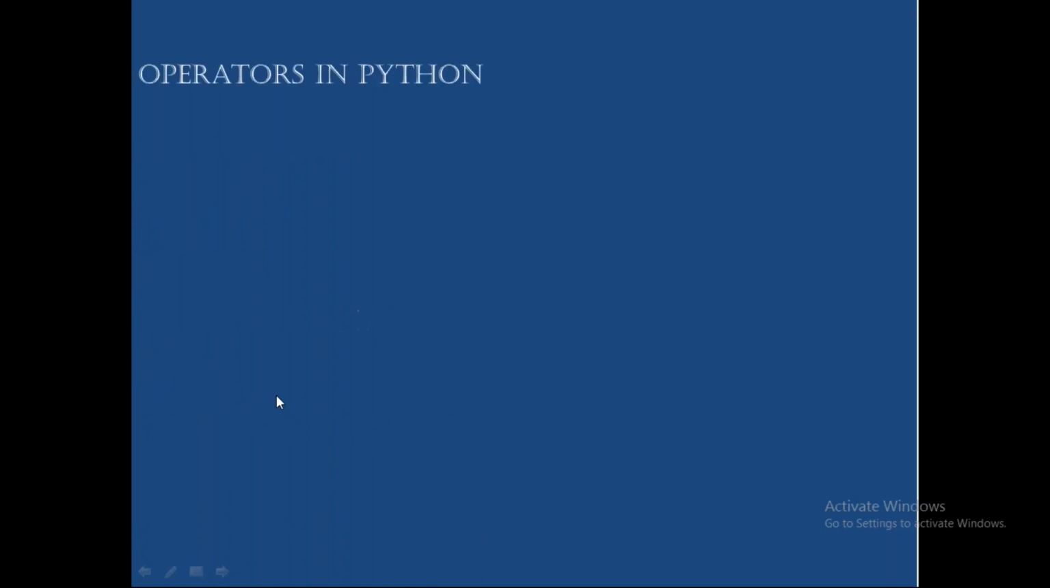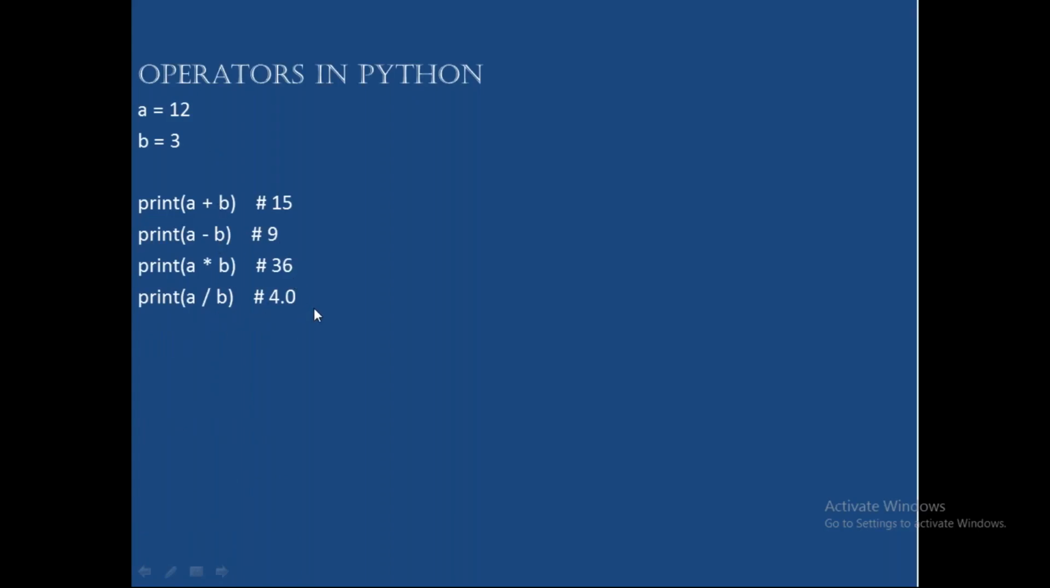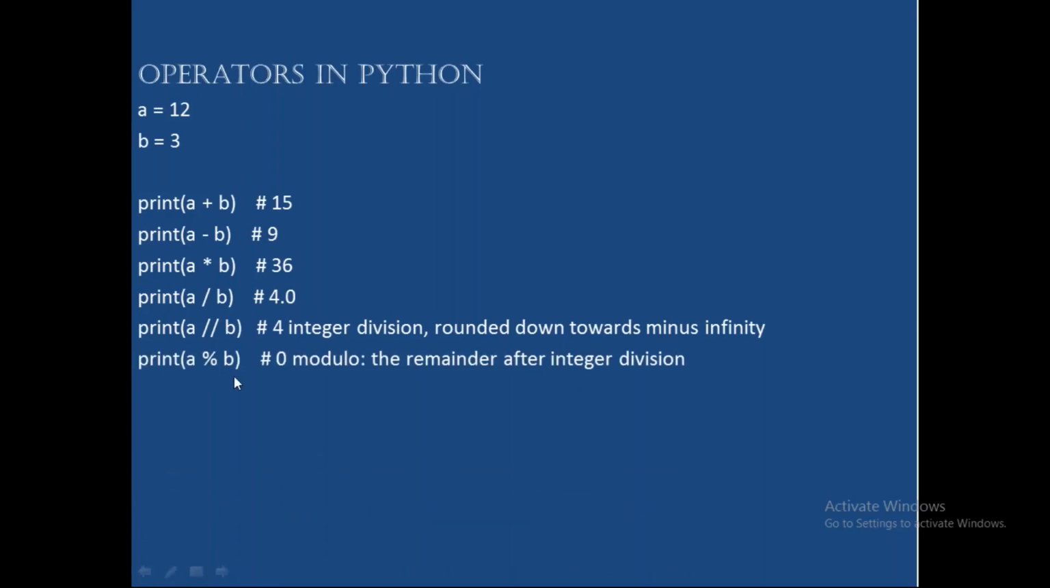Okay, next. Operators in Python. Say A equal to 12, B equal to 3. A plus B is 15. A minus B is 9. A into B is 36. A by B means 4.0. Here A double slash B means it will give an integer, not a float. When we just divide, it is given as a floating point, but double slash will round off to the integer value. A percent B means it will give the remainder. So the remainder is how much? 0.